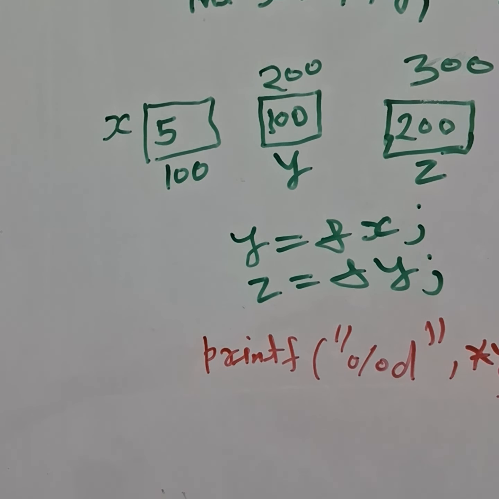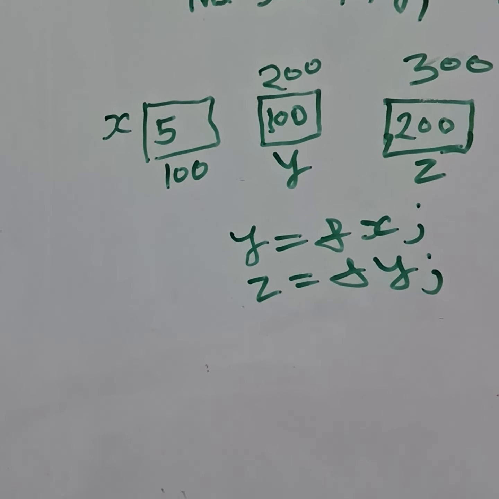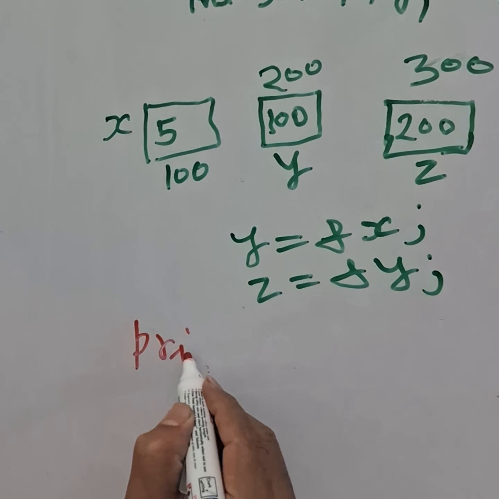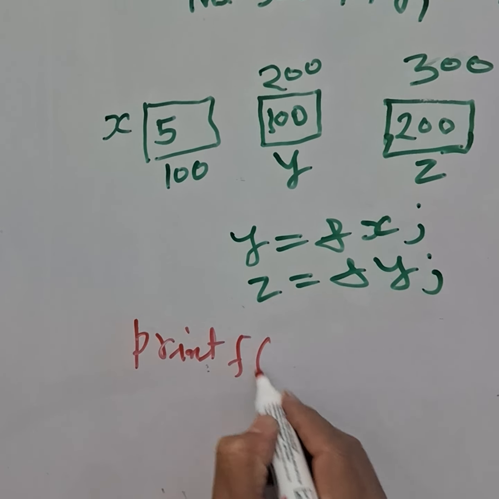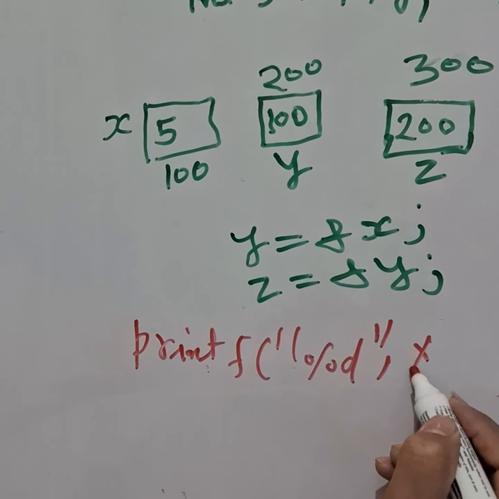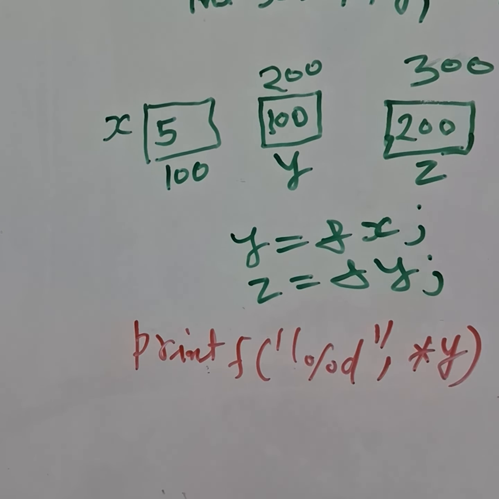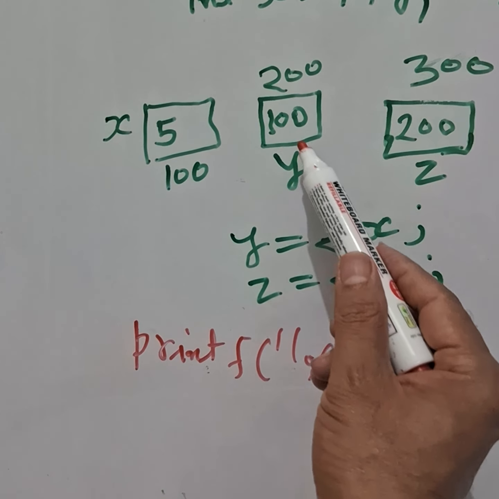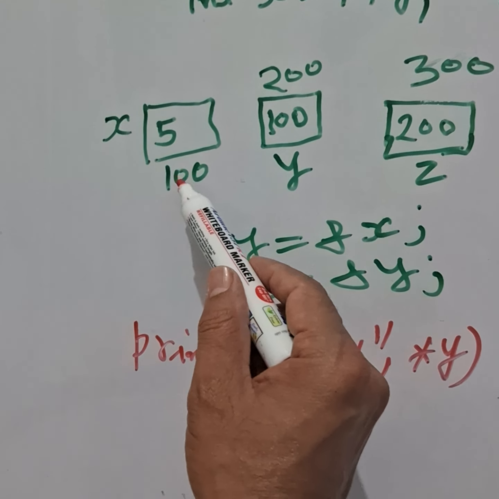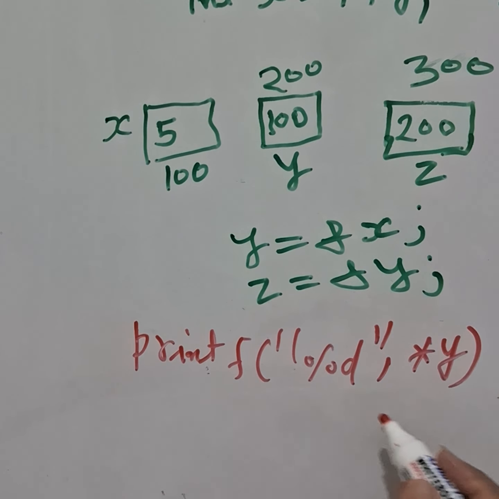So the meaning of it is, okay, this is overwritten, so let me go with the marker. So printf, format specifier percentage d, asterisk y. Now what this indicates: asterisk is value at y, and the value of y is 100, so the value at 100 is 5, so its output will be 5.